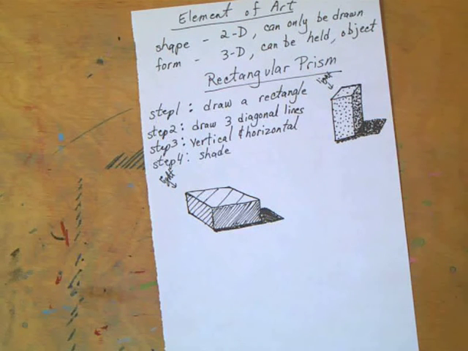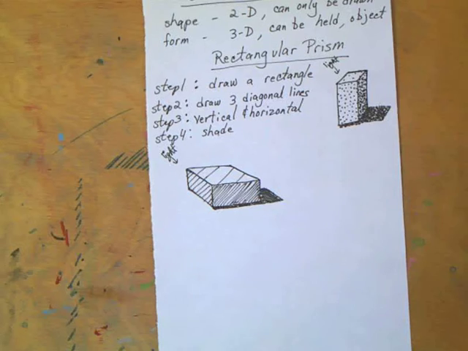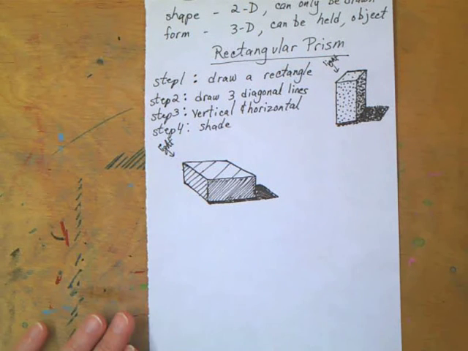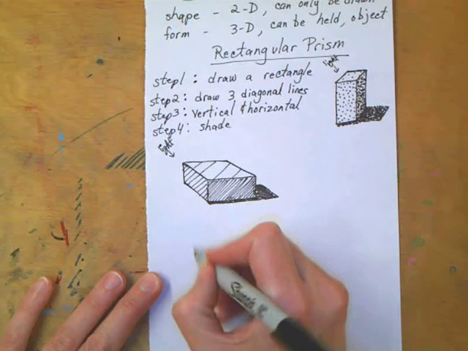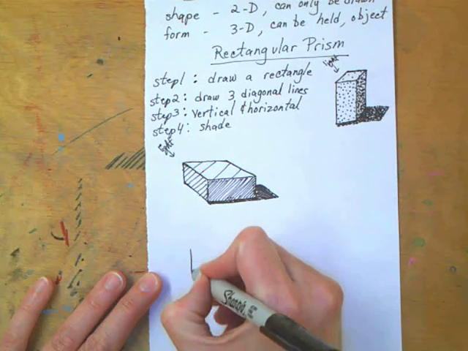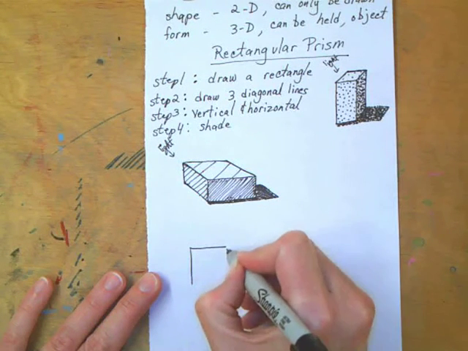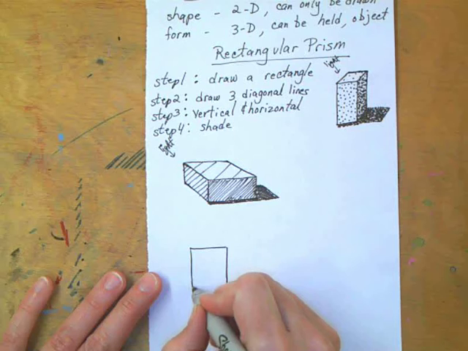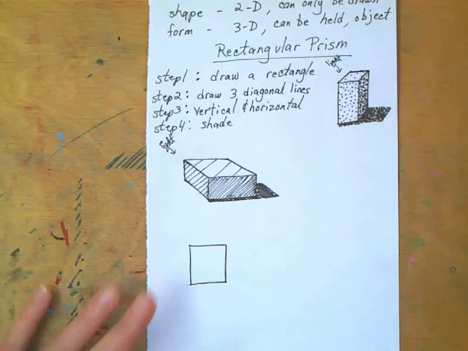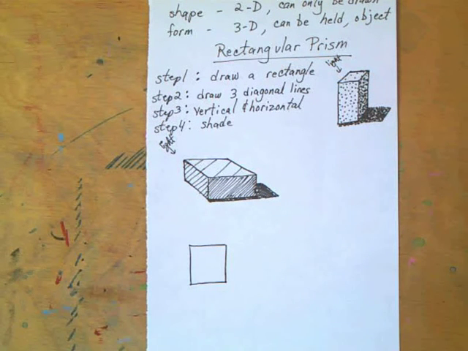Okay, there's my next rectangular prism. Two more rectangular prisms to go. Okay, this time I'm going to see the front and the right side only, not the top or the bottom. So I'm going to draw the front of the box, front of the rectangular prism. It can be any rectangle shape you want. I did kind of a square almost.